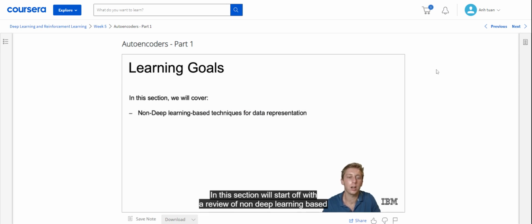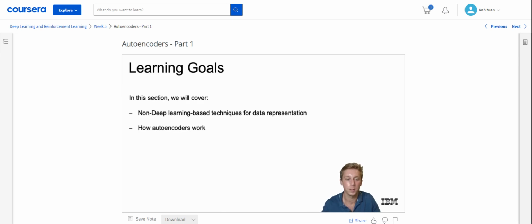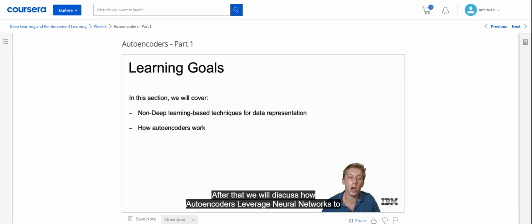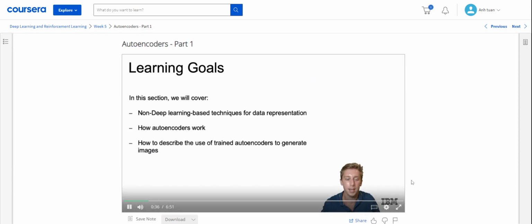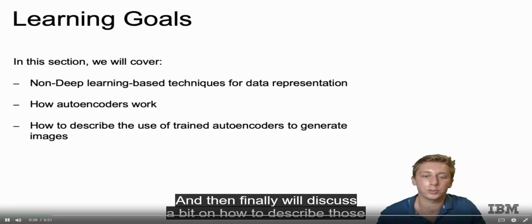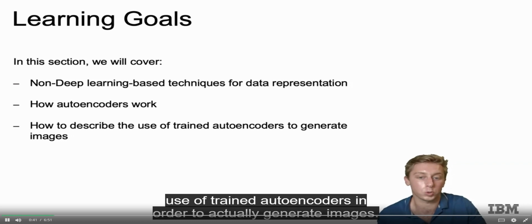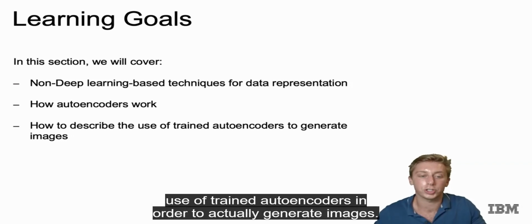In this section, we'll start off with a review of non-deep learning based techniques for data representation, such as PCA, and how we can use that to condense our original data set into a smaller representation of that same data set. After that, we will discuss how autoencoders leverage neural networks to also come up with lower dimensional representations of our data. And then finally, we'll discuss a bit on how to describe the use of trained autoencoders in order to actually generate images.